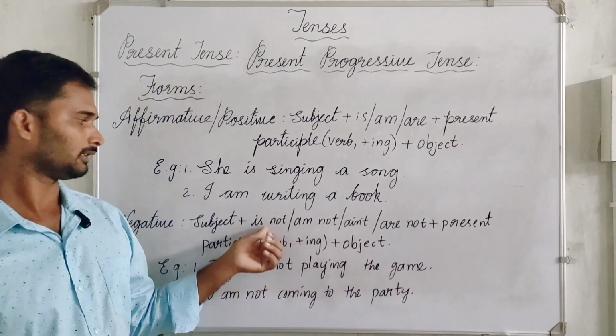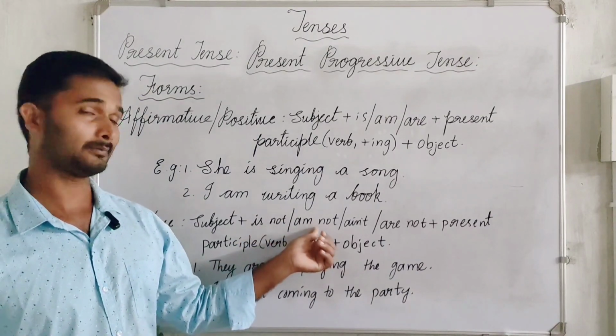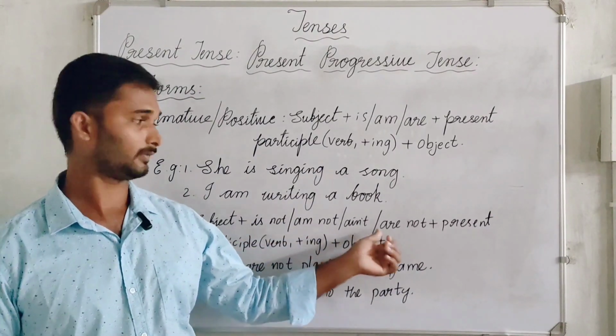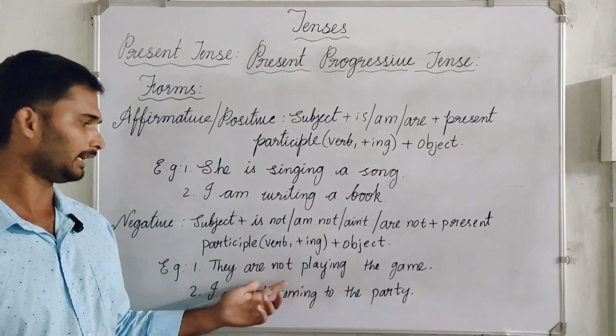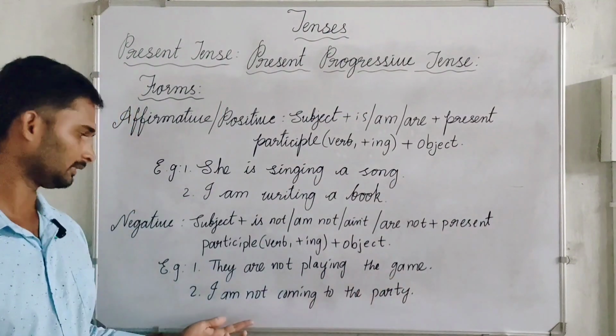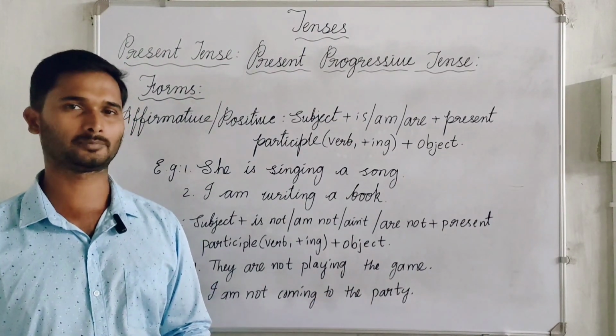The short forms of is not: isn't; am not: ain't; are not: aren't. Here are some examples. They are not playing the game. I am not coming to the party, which shows the continuous process.